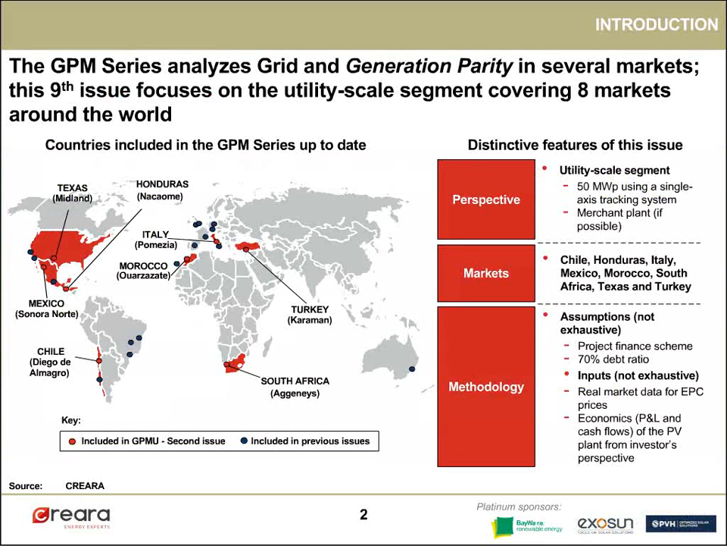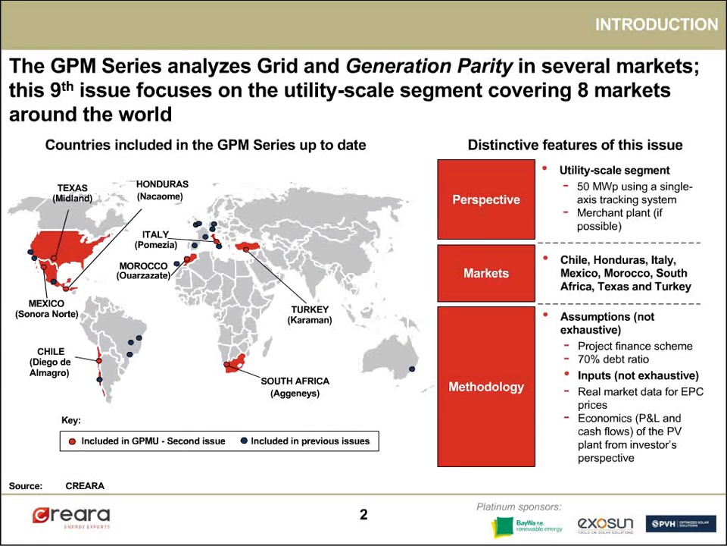So the GPM series analyzes grid and generation parity in several markets. As I said, this is the ninth issue of this document, and it focuses on the utility scale segment, covering 8 markets around the world. You can see here on the right side that the utility scale segment refers to an installation with a capacity of 50 megawatt peak using a single access system, and the installation is acting as a merchant plant. The markets we're covering in this issue are Chile, Honduras, Italy, Mexico, Morocco, South Africa, Texas, and Turkey.